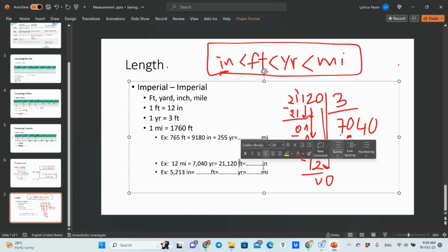From feet to inches, or from foot to inches, is. Yeah, foot to inches.